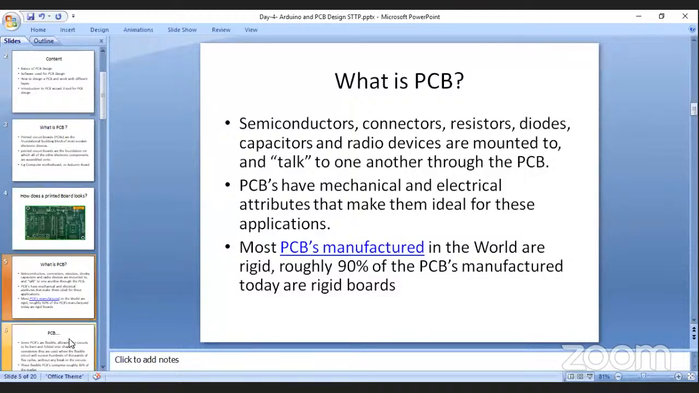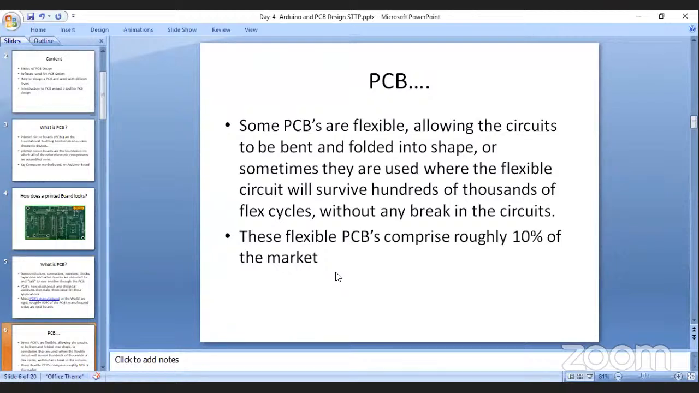Other than that, some of the PCBs we have seen around are flexible in nature, allowing the circuit to be bent or folded into different shapes, or sometimes they are used where flexible circuits will survive hundreds of thousands of flex cycles without any break in the circuit. The rigid circuit cannot be flexibly bent, because if we try to do that, it is going to break, and it will not function properly. But after years of research, some types of materials are used for making the flexible type of PCB, right? So the flexible PCBs are able to bend or get folded into different shapes.